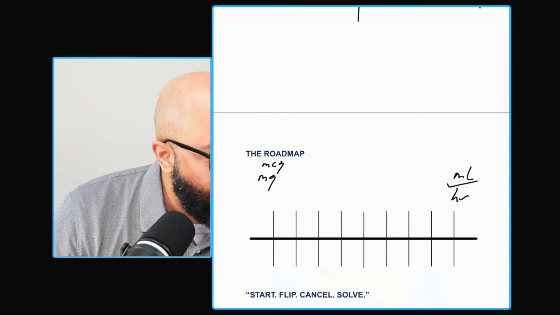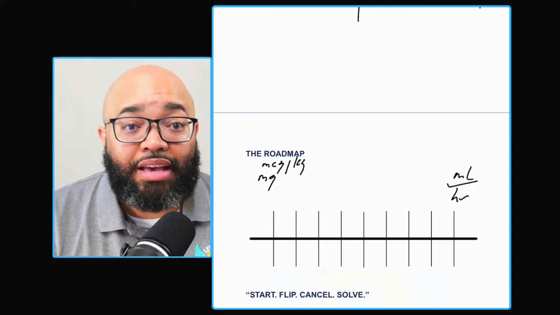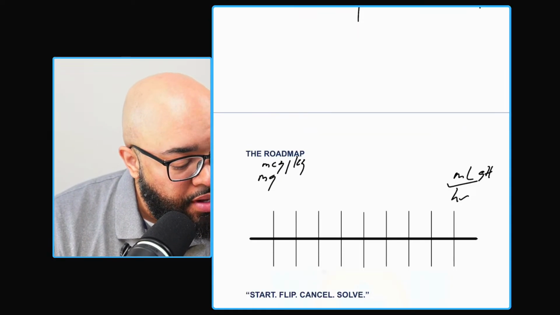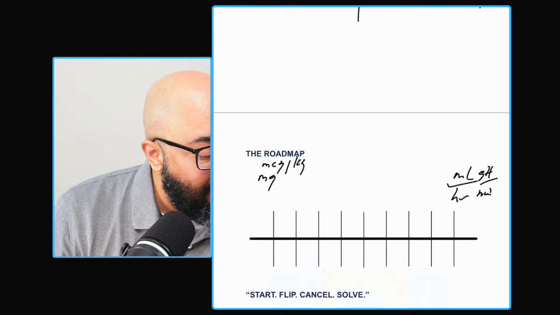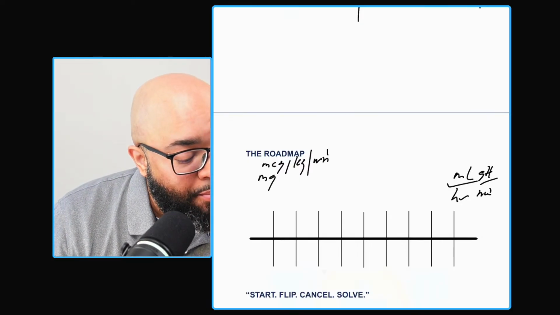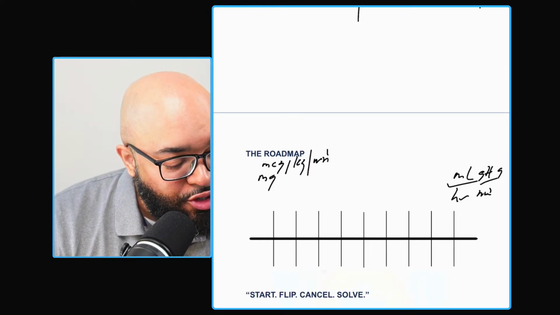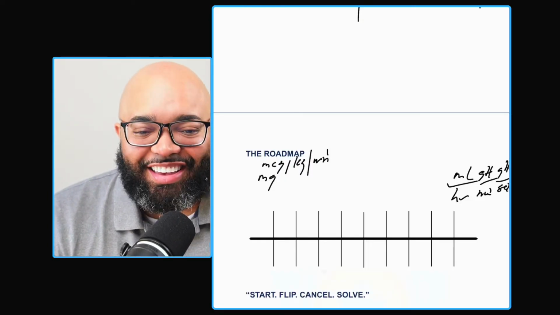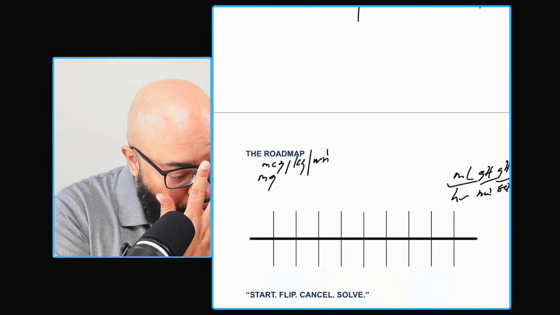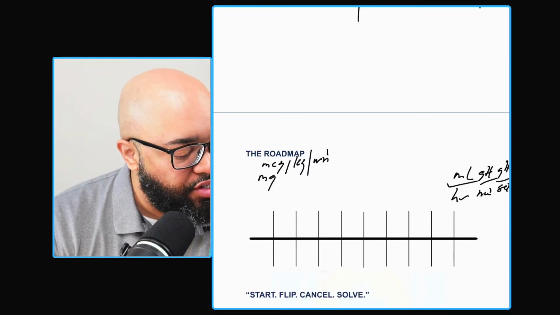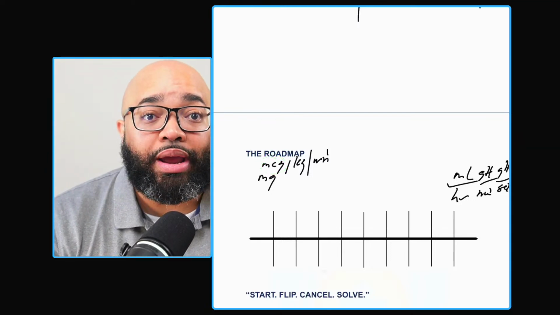Or let's say they give you micrograms per kilogram and you need to figure out drops per minute. Or let's say they give you micrograms per kilogram per minute and you need to figure out drops per second. Okay? So now, first of all, you have to understand these abbreviations. So MCG, that's going to be microgram.